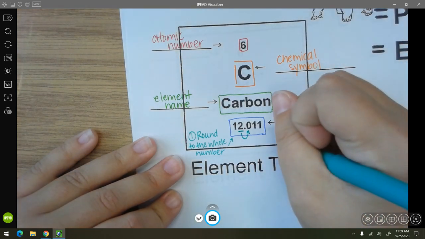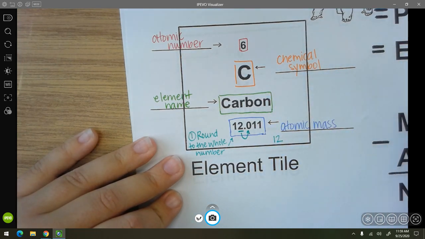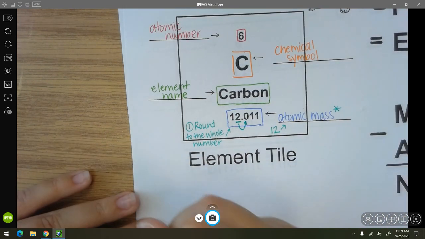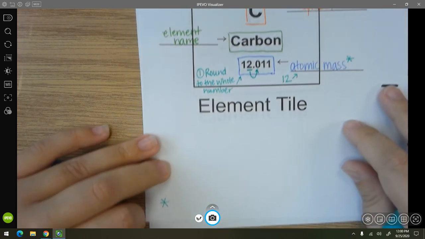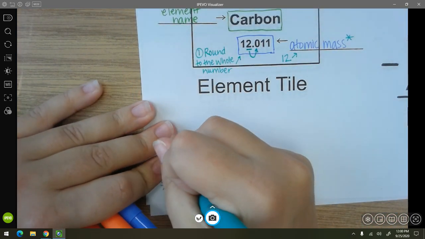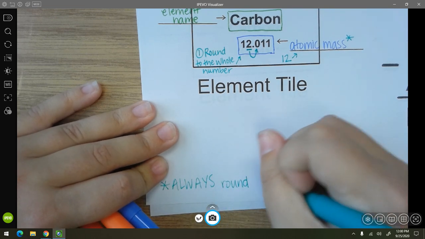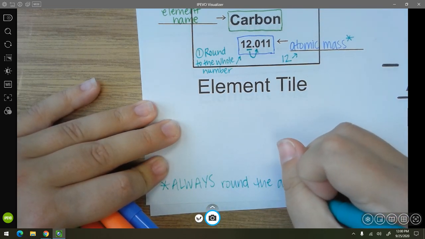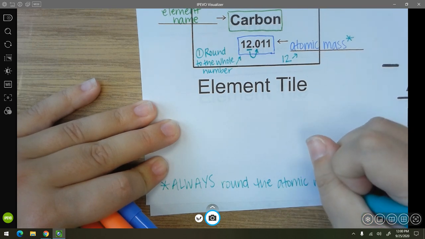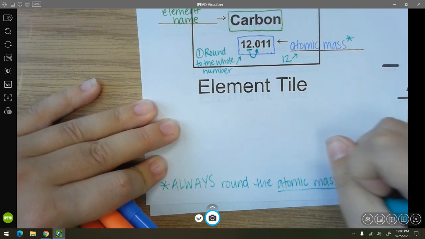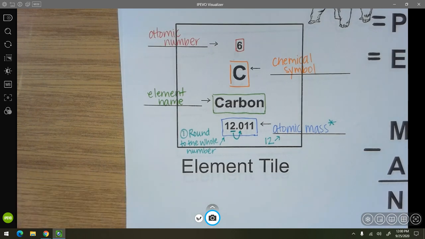So the atomic mass that we're going to use in this is 12, okay? That is our atomic mass. And I'm even going to put a little star next to it. And at the bottom of my page, I'm going to write, always round the atomic mass.